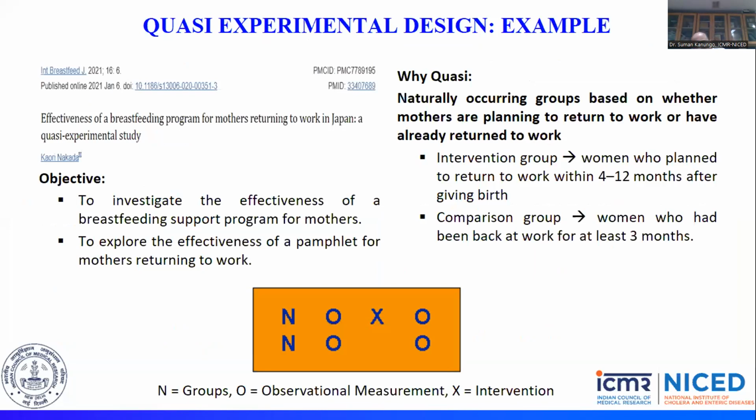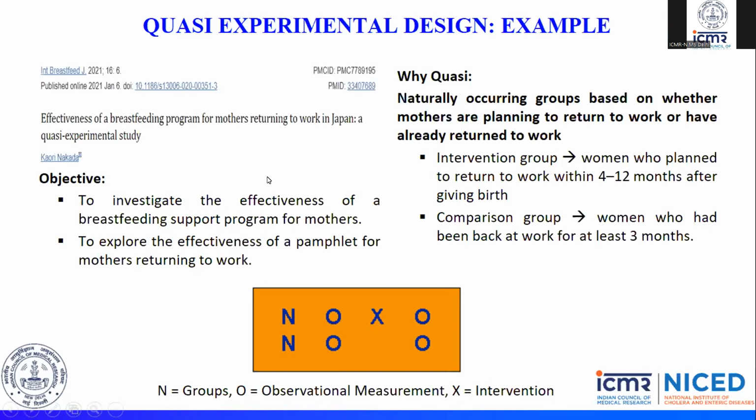This is a published study, published in 2021. Why is it a quasi-experiment? Because these are naturally occurring groups. There are two groups. Some mothers have already come back to work, and there is another group planning to return to work. So the intervention group is women who plan to return to work, and the comparison group is women who are already back at work at least 3 months. So they have already done their part. We did not do it.